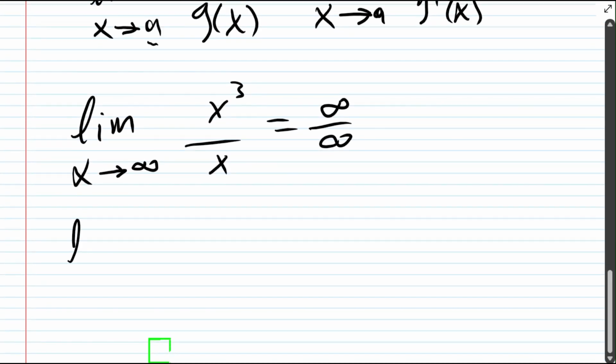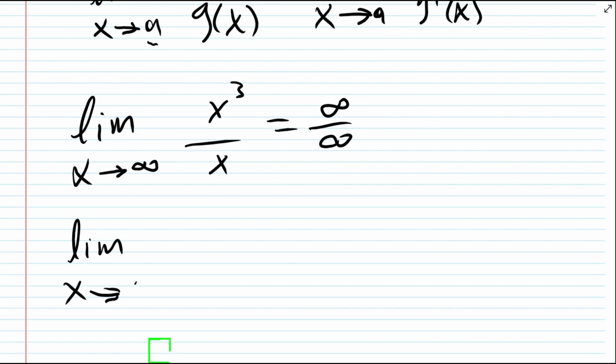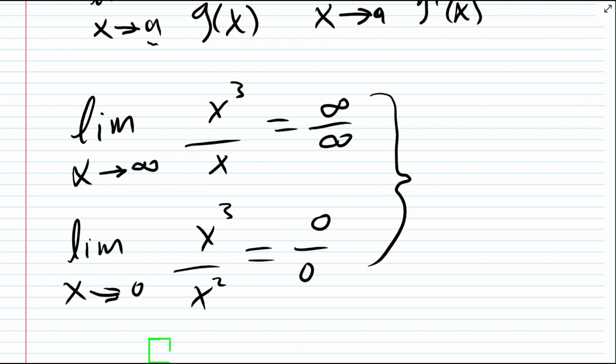So what if we have the limit as x approaches 0 of x cubed over x squared? In this case, by substituting 0, we'll end up getting 0 over 0 as well. So we can also use L'Hopital's rule to evaluate this limit, right? L'Hopital's rule, or some call it L'Hospital's rule, can be used to evaluate this limit.